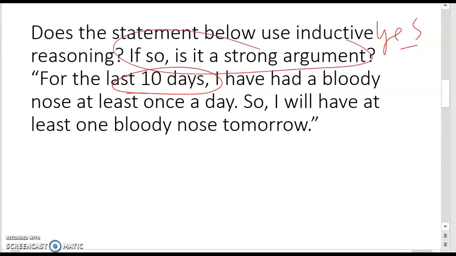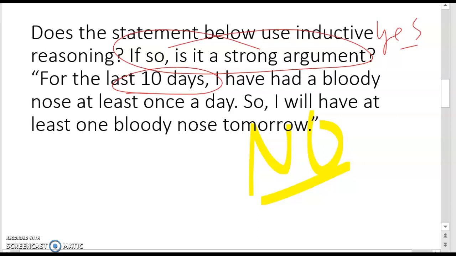However, is this a strong argument? Here I will say I don't think so. I think this is not a strong argument because what causes bloody noses? Perhaps it could be dryness in the air. There could be a sickness. There could be all sorts of different variables that are causing these bloody noses. And if that has changed, right, maybe you went on vacation for 10 days in a location that is really bad for your sinuses, causing bloody noses, then you left that area, it's likely that those bloody noses may stop.